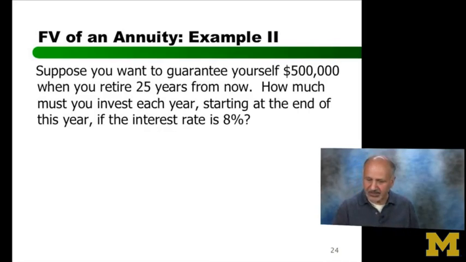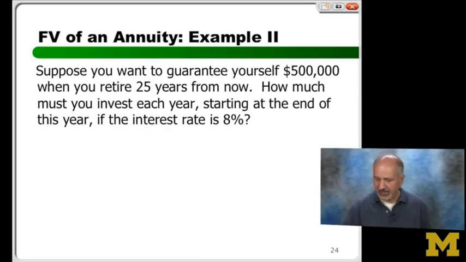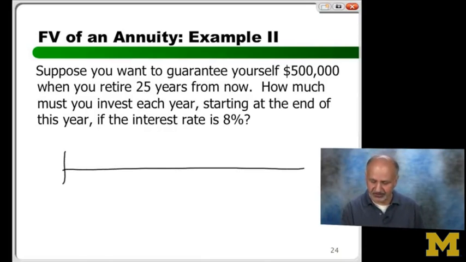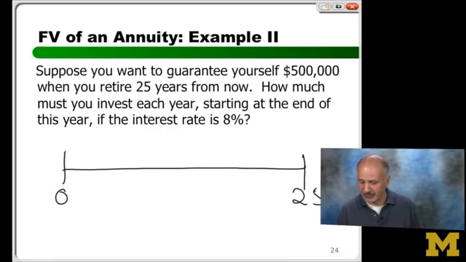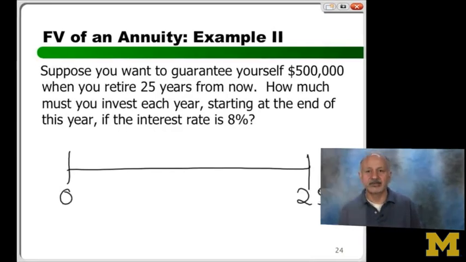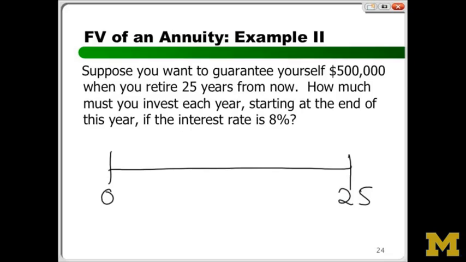So I'm going to again draw a timeline, and hopefully we'll get so familiar with doing this. I promised myself today that I'm going to go slow and I'm going to squeeze every ounce of energy from a problem. And that's the beauty of finance. So 0 here, and how much here? 25. Right? Now, what do I know in this problem?